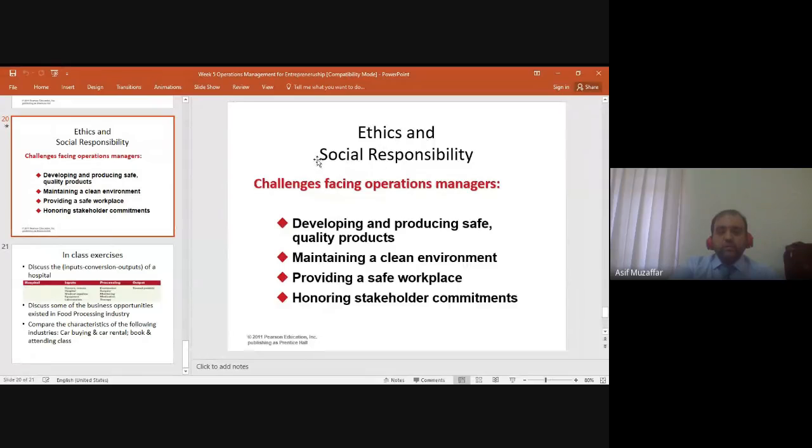Ethics and social responsibility. This is the thing which I will cover. This is the last thing in this chapter. In this era, we want our entrepreneurs to be social entrepreneurs. I'm putting it in the chat box. Social entrepreneur. What is a social entrepreneur?